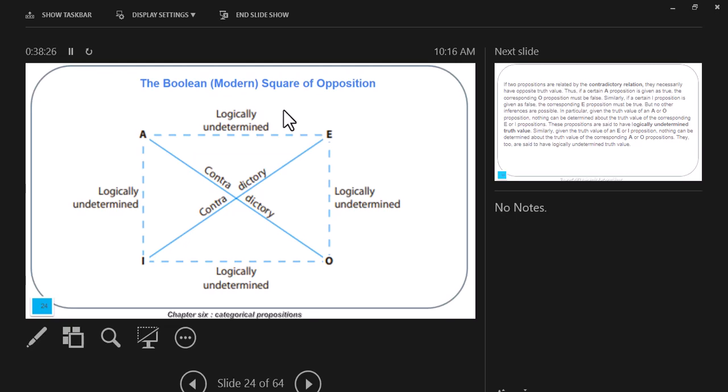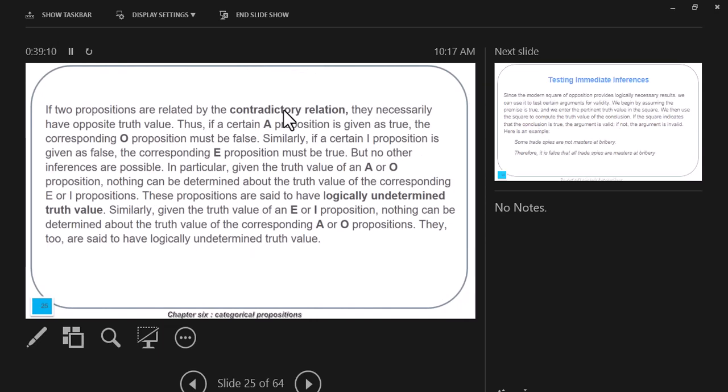If an A proposition is given as true, then we can be certain about the truth value of the O proposition. If an E proposition is given as false, then we can be certain about the truth value of the I proposition. Contradictory relation can be determined, but we cannot determine the relation between A and E propositions, or the vertical or horizontal relation, from the Boolean standpoint. From the Aristotelian standpoint, of course, there can be a condition under which we can evaluate the horizontal as well as the vertical relation. So the Boolean standpoint asserts only the diagonal, or contradictory, relation, and does not make a claim about horizontal and vertical relations. We need to be aware of the difference between the Boolean standpoint and the Aristotelian standpoint.